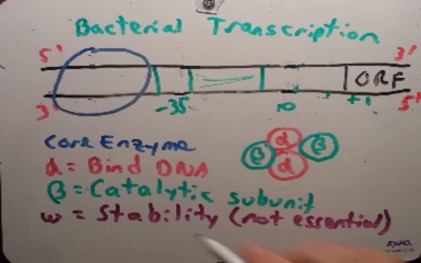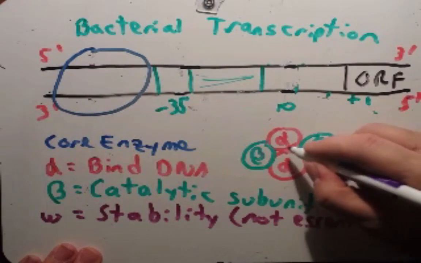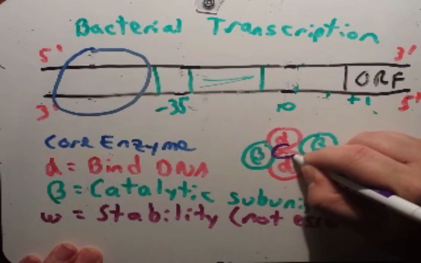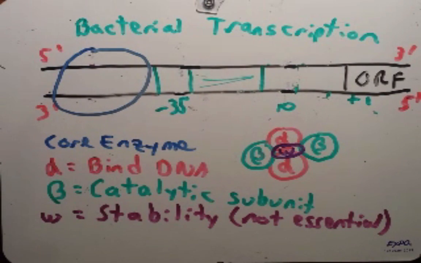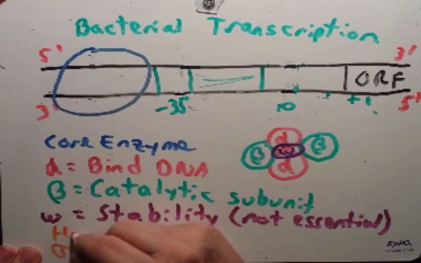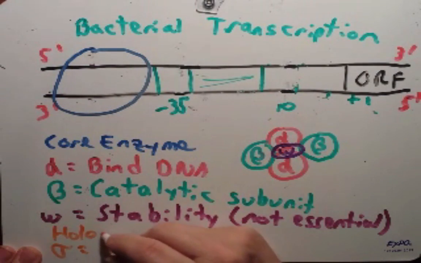And I just realized I didn't put the sigma subunit in. And the sigma, usually we draw it like so, that kind of holds all those together because it plays this role in stability. Well, this next enzyme that binds is called the sigma subunit. And when the sigma subunit binds, the core enzyme now becomes the holo enzyme, H-O-L-O enzyme.